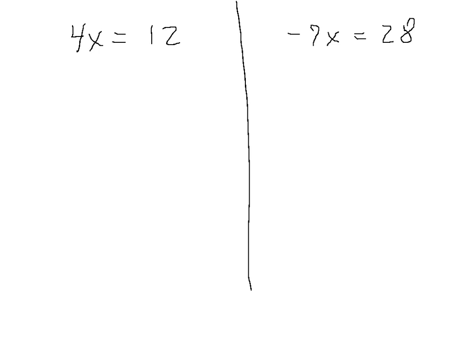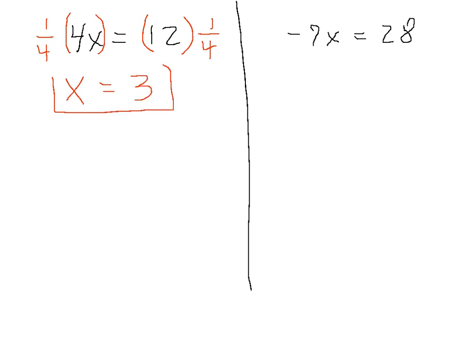On this first problem, it's possible for you to think that it's best to divide each side by 4. I think it's probably better mathematics to think about multiplying each side by 1/4. And as we continue through the course, you'll see why that's true. But 1/4 times 4 is equal to 1, so this part is just equal to x, and 12 times 1/4 is 3. And there's my solution to that problem.